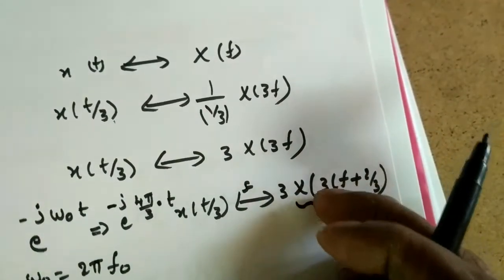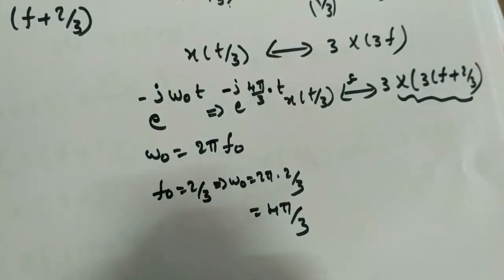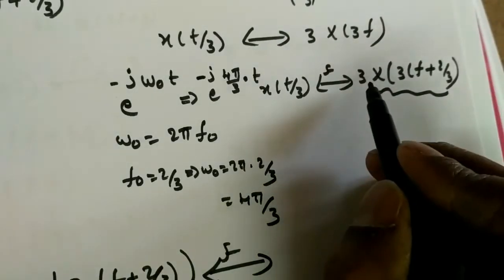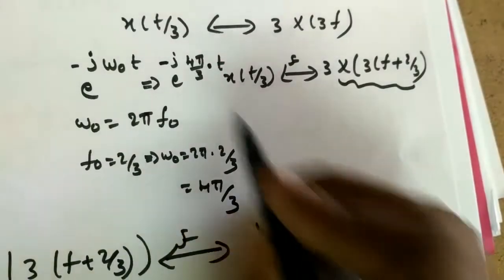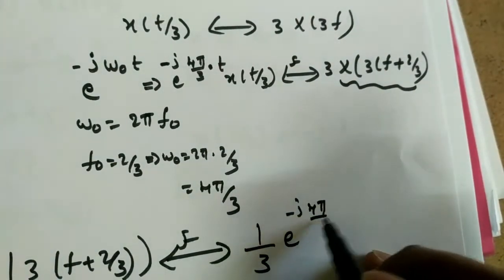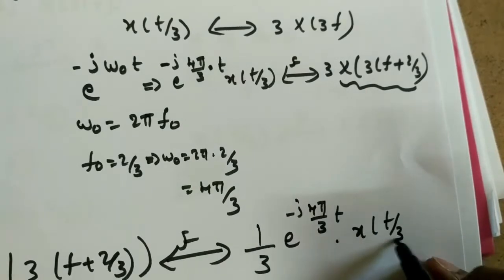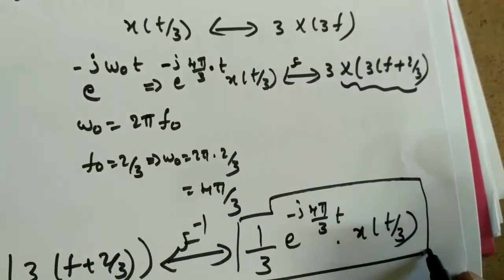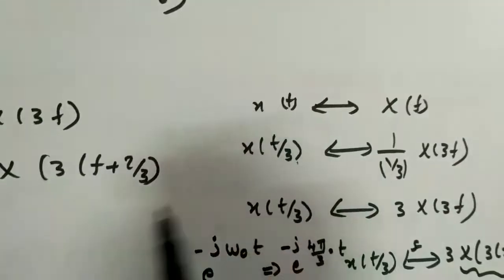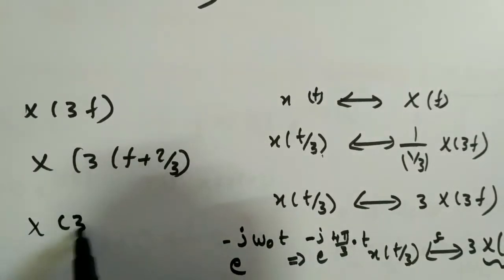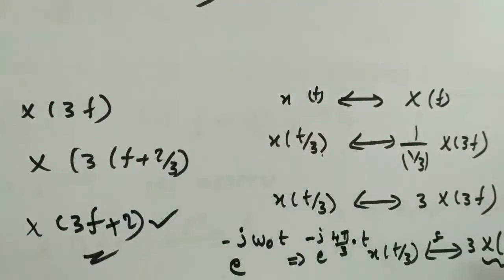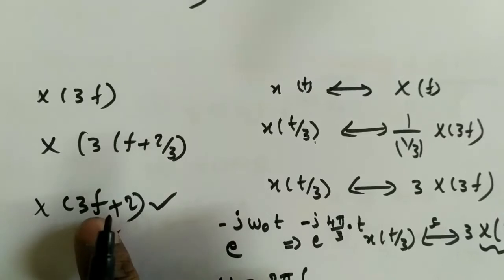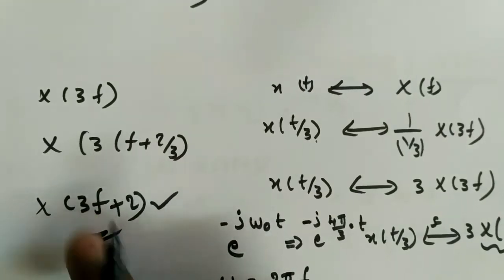So from this, we can easily get x of 3 into f plus 2 by 3. What is the inverse Fourier transform? I don't require 3, so it will become 1 by 3 into e power minus j 4 pi by 3 into x of t by 3. So this is the inverse Fourier transform of the given signal, which is x of 3f plus 2 by 3, or simply x of 3f plus 2. So this is how to do this question whenever there is a mixing property, that is shifting as well as scaling in the frequency domain, right?